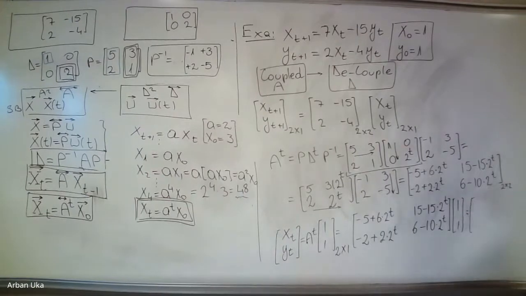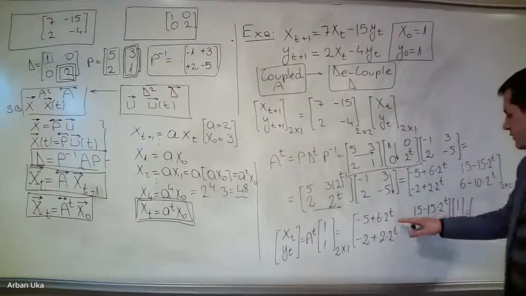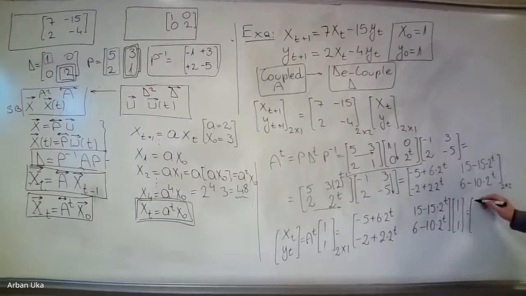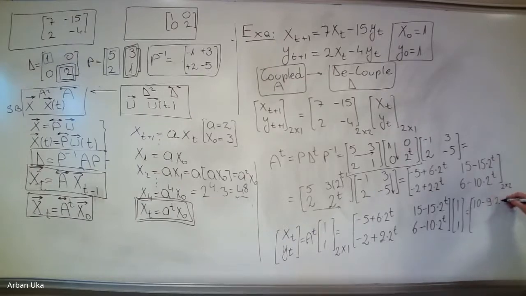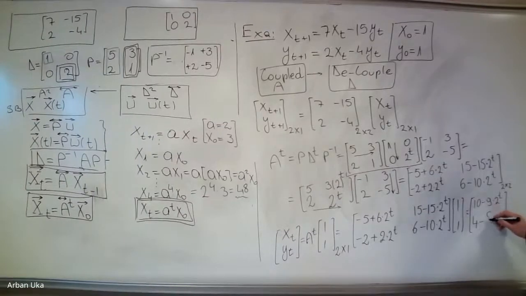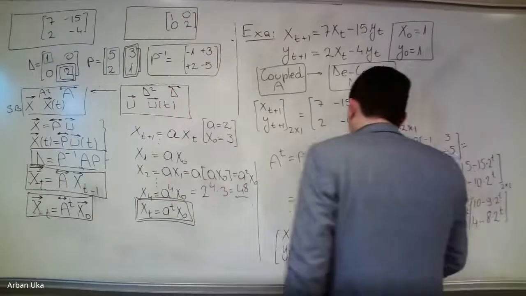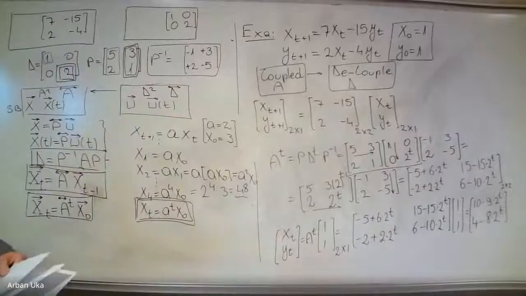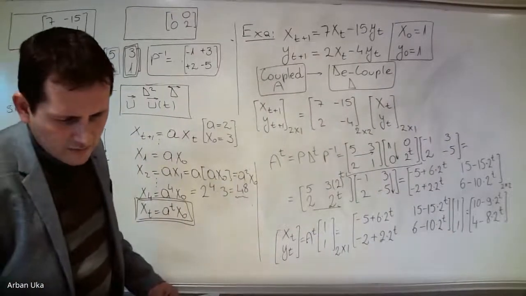Okay, so finally, we get this number plus this number: 10 minus 9 times 2 to the power t, and 4 minus 8 times 2 to the power t. Okay, so this is how these two values, x and y, will change as a function of time.